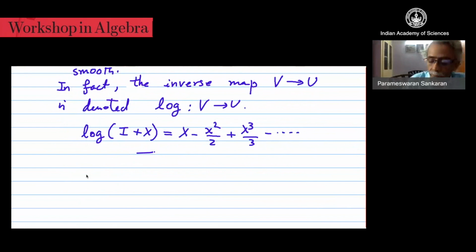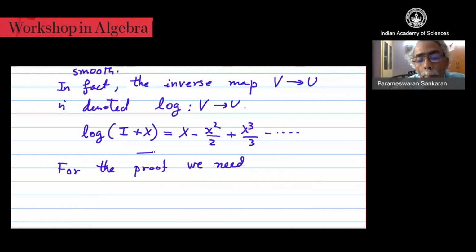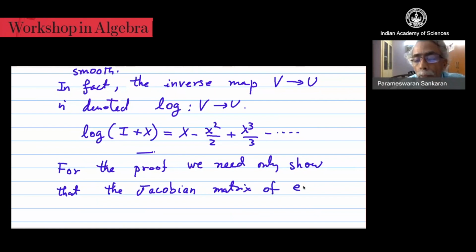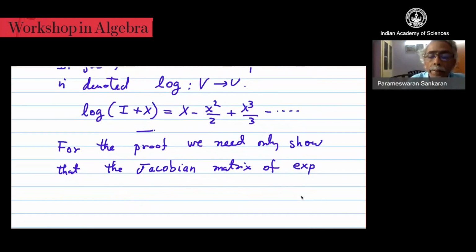So this is the comment for the proof. For the proof, we need only show that the Jacobian matrix of the exponential map x at identity, at 0, is invertible, non-singular.